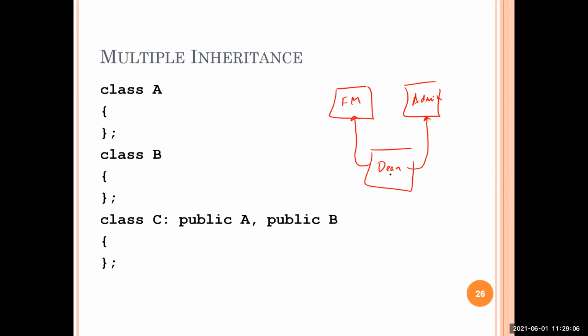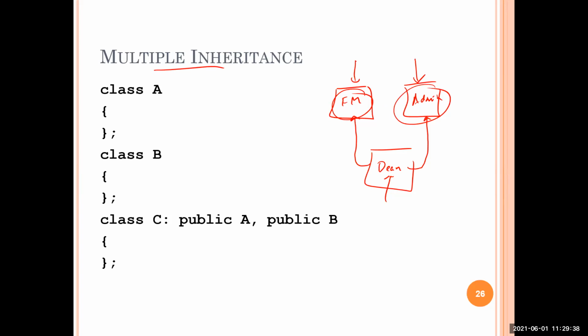So it means that in the dean or HOD, we want all the attributes of a faculty member and all the attributes of admin. So you see, you have a child class, but you have more than one parent class. Because we want everything from this faculty member to be a part of dean. We want everything from admin to be a part of dean. So this is called multiple inheritance, where a child class will have more than one parent classes.